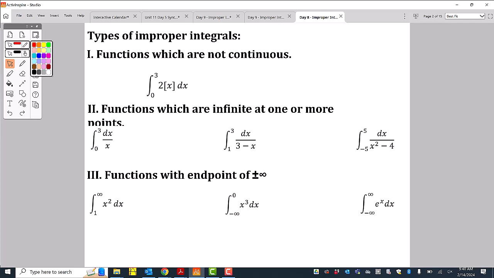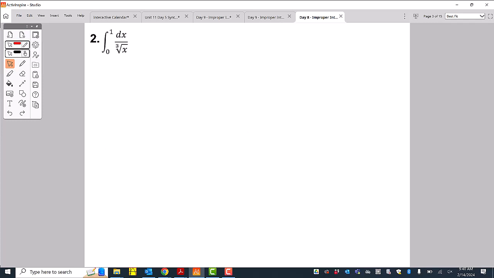Now the idea here is we're going to be turning these integrals into limits. Here we have our improper part being the 0 in the bound. So what we're going to do is change it: limit as a approaches 0 from the right, integral from a to 1, and I'm going to change this to x to the -1/3 dx. Now we're just going to integrate.